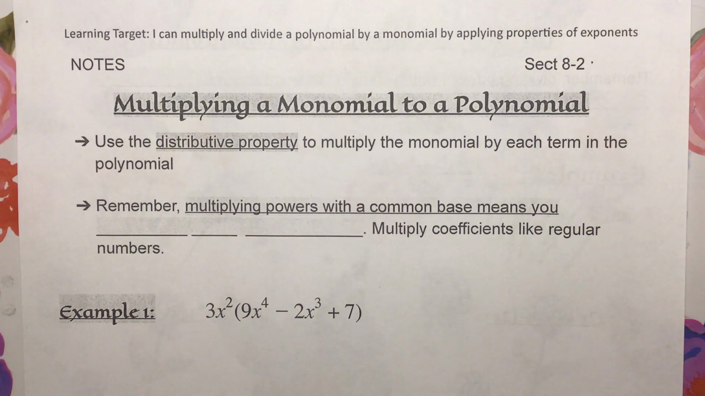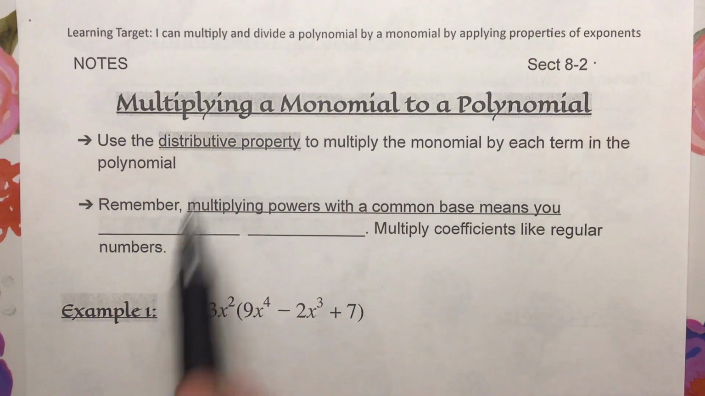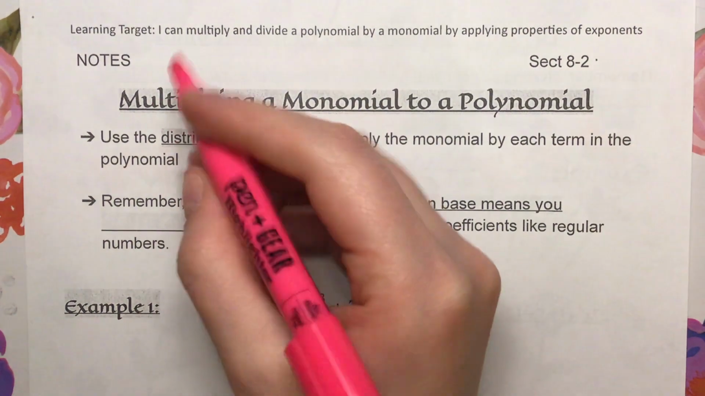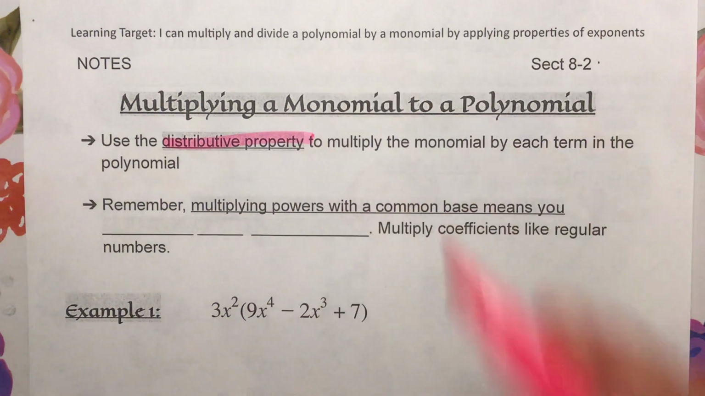So in order to multiply a monomial to a polynomial, you're going to need to use the distributive property. So I'm going to highlight that because that's pretty important. We're going to use the distributive property.